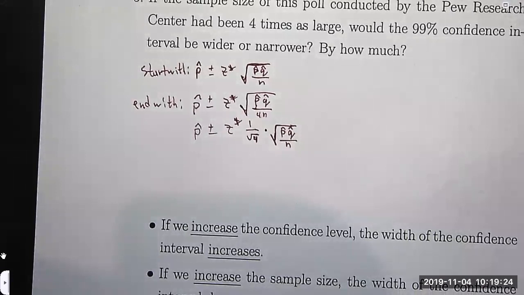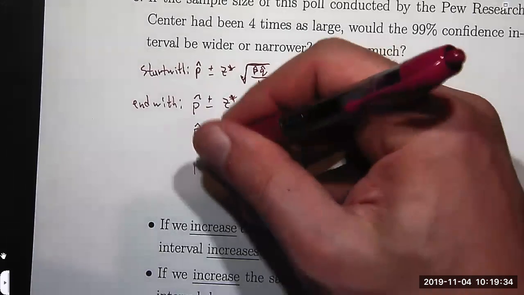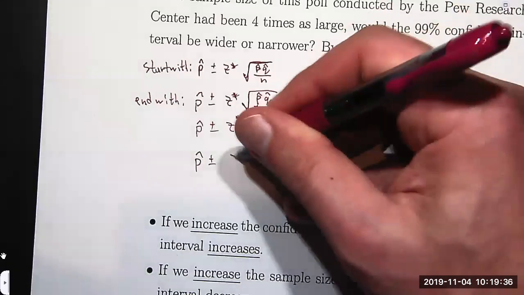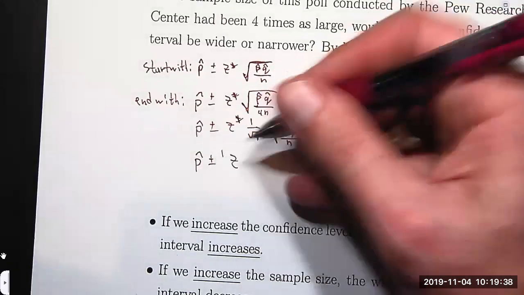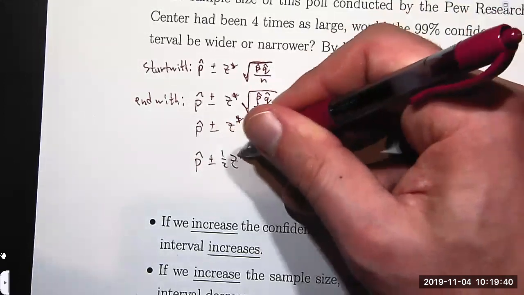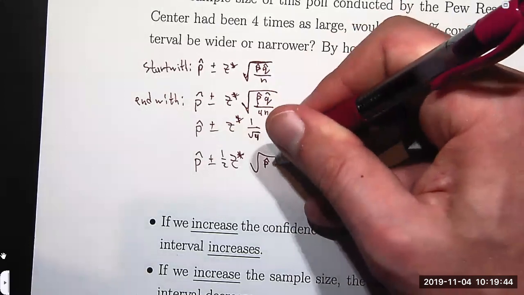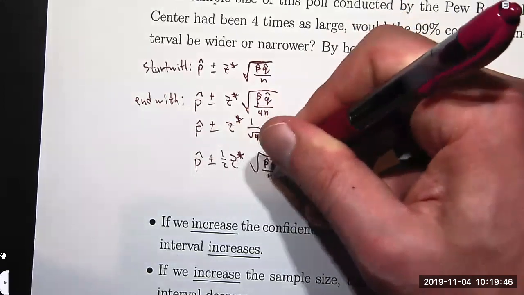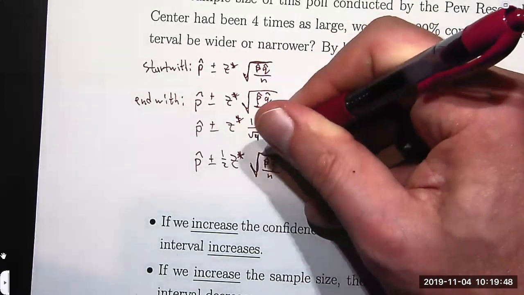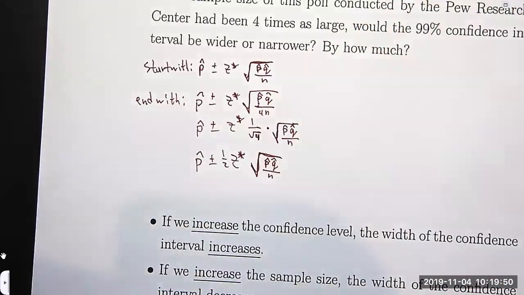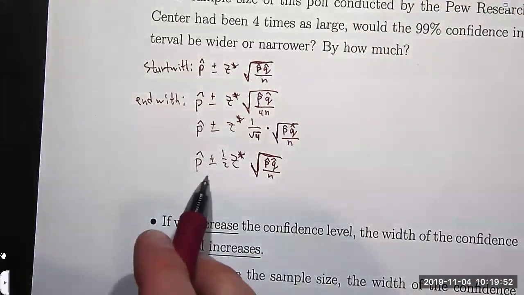All right. So since everything's multiplied together under that square root sign, it's okay to separate it out like that. All right. And that's the same thing as p hat plus or minus 1/2 z star square root of p hat q hat over n. So this interval, how long will it be?